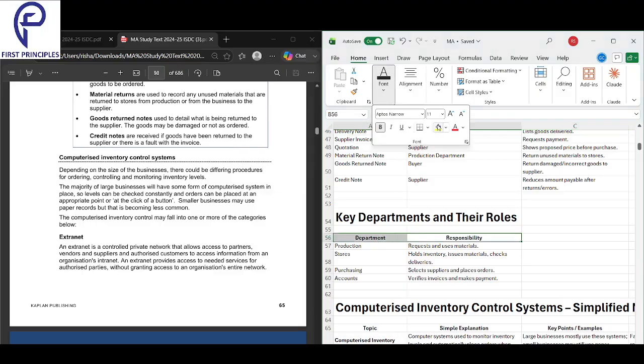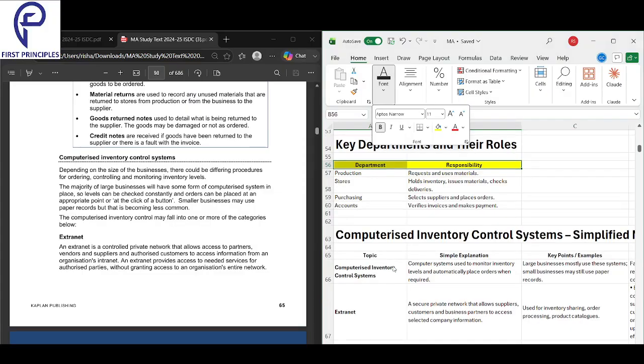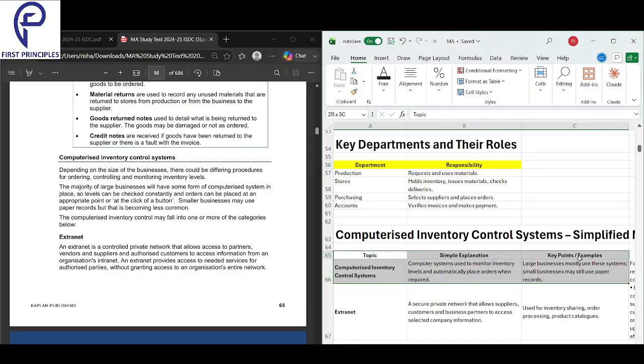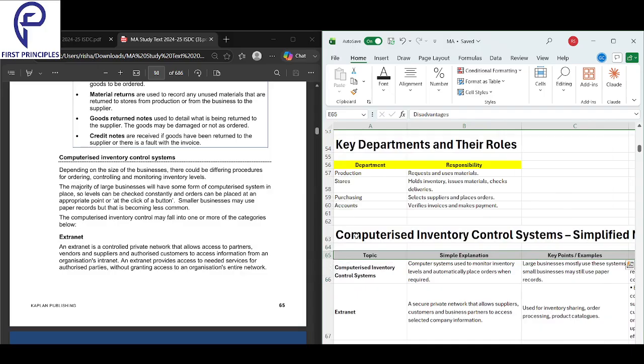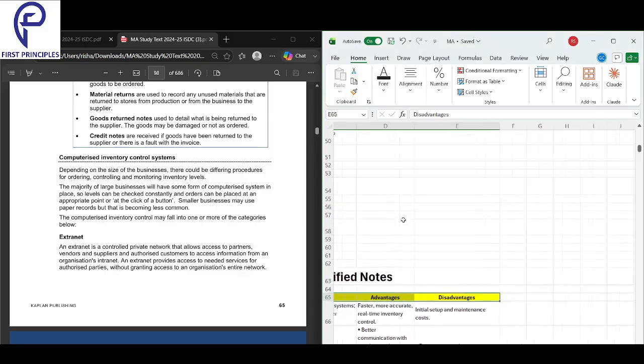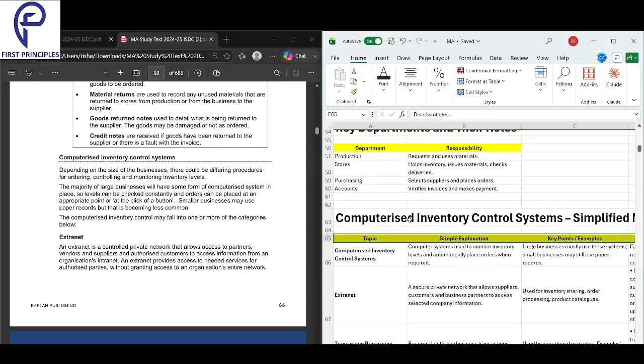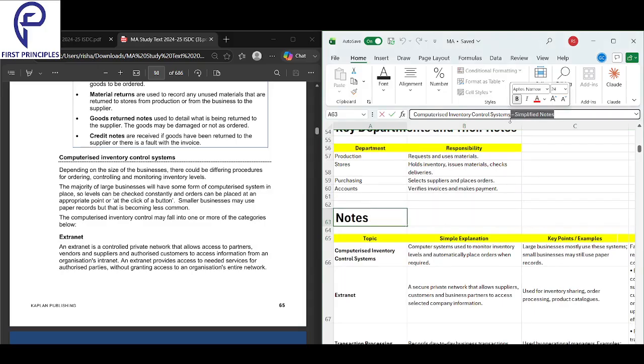So we have a simplified study here, which will really help us quickly get an understanding about all the points here. We have the advantages and the disadvantages as well. So it's a comparative table. In this format, if we study, it will feel very easy from here. Computerized inventory system, simplified notes.